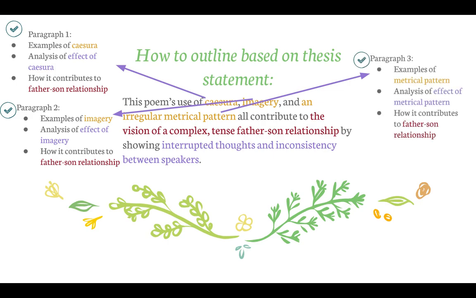And then lastly, the third body paragraph would show examples of the metrical pattern, analysis of how that affects the poem, and how that contributes to the complex and tense father-son relationship. And when we talk about outlining briefly, this is sufficient because you should already have examples underlined or circled or something in your copy of the poem. You don't need to rewrite them, that's a waste of time. Maybe a couple words added for analysis and how it contributes, but just keeping this as kind of your check mark in your outline of all the things that you need to cover.